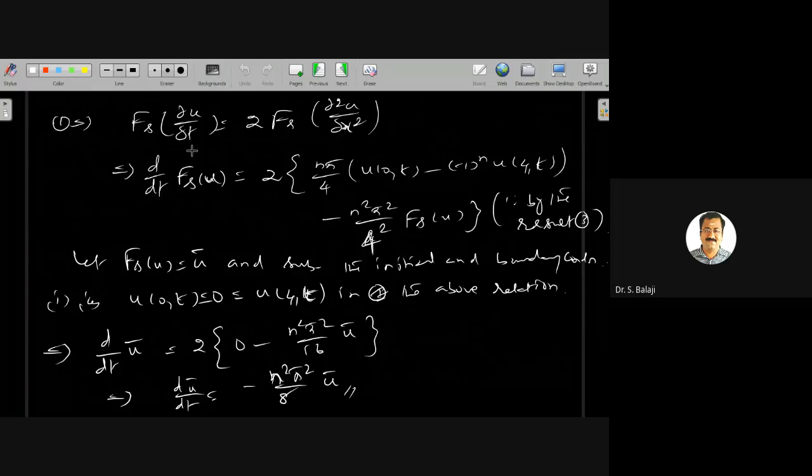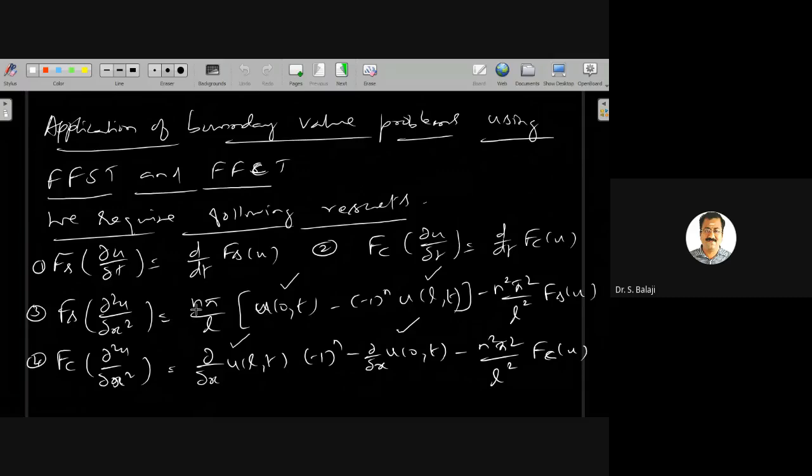Apply the finite Fourier sine transform: Fs of ∂u/∂t equals 2 times Fs of ∂²u/∂x². The left side will be d/dt of Fs of u, since the derivative can be taken outside. And 2 is common. The Fs of ∂²u/∂x² is (nπ/L) [u(0, t) − (−1)ⁿ u(L, t)] − n²π²/L² Fs of u.